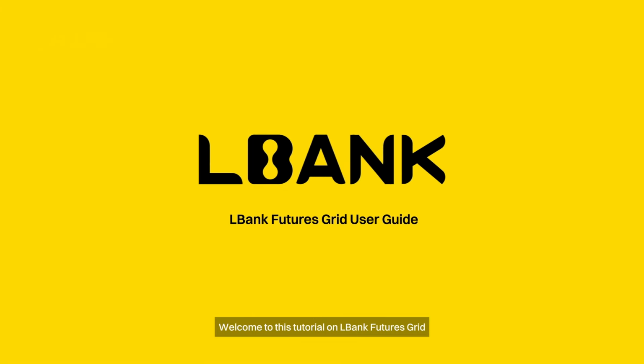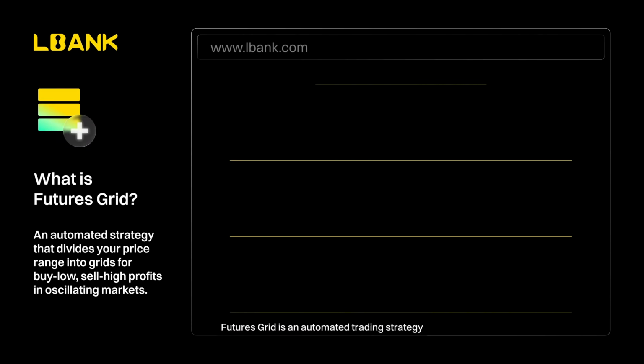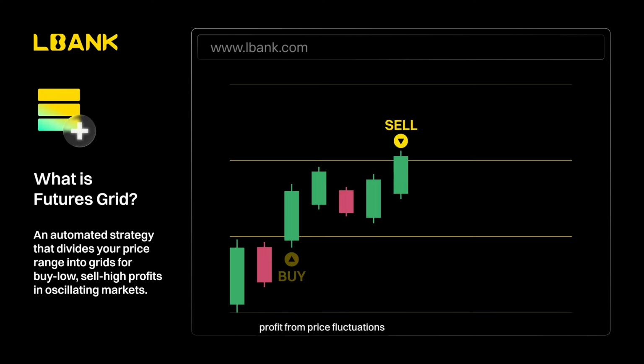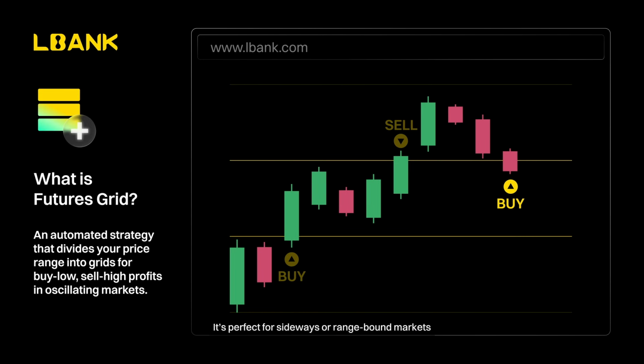Welcome to this tutorial on LBank Futures Grid, your automated trading tool for volatility arbitrage. Futures Grid is an automated trading strategy. It divides your set price range into multiple arithmetic grids, automatically buying low and selling high to profit from price fluctuations. It's perfect for sideways or range-bound markets.